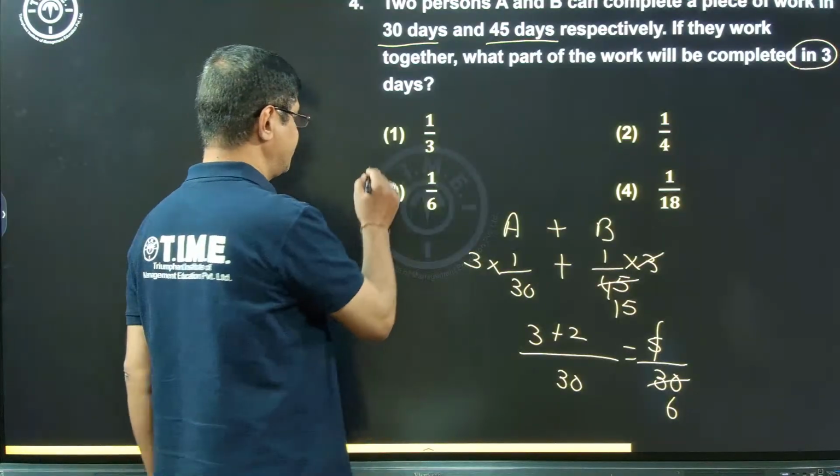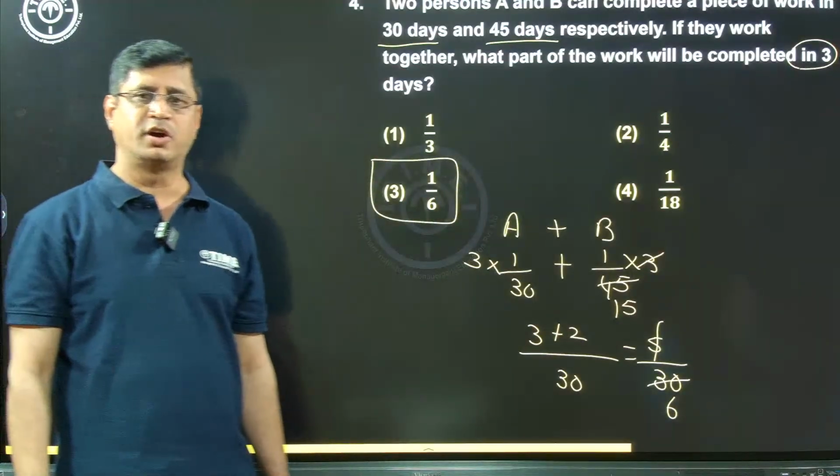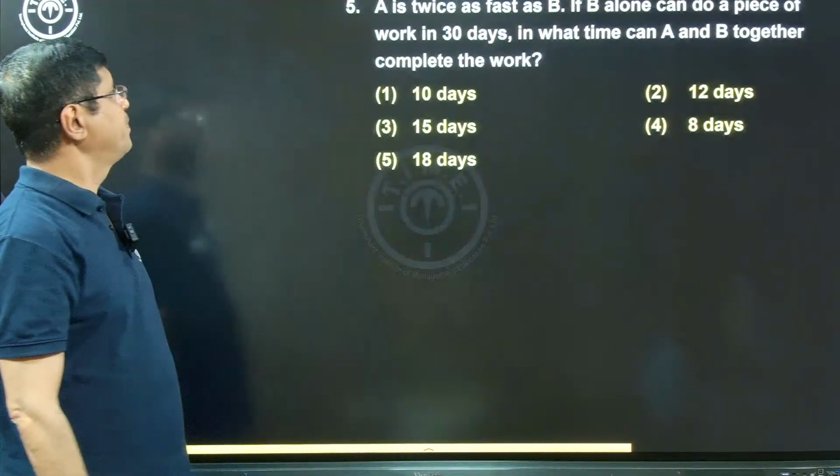So what is the answer here? 1/6, right choice, option 3. The third choice is the correct option. Now look at the next example.